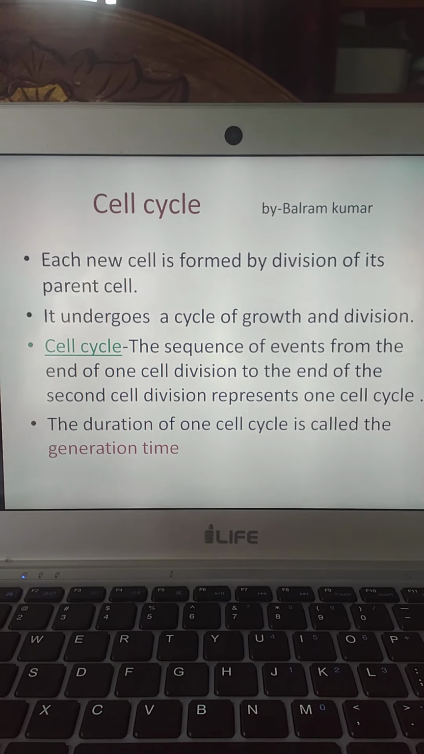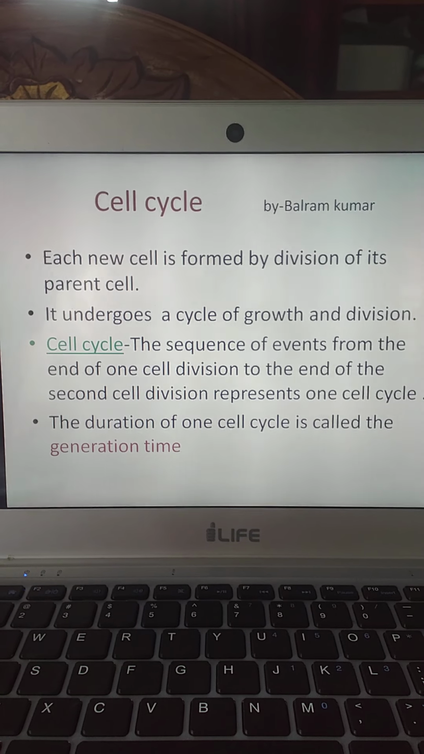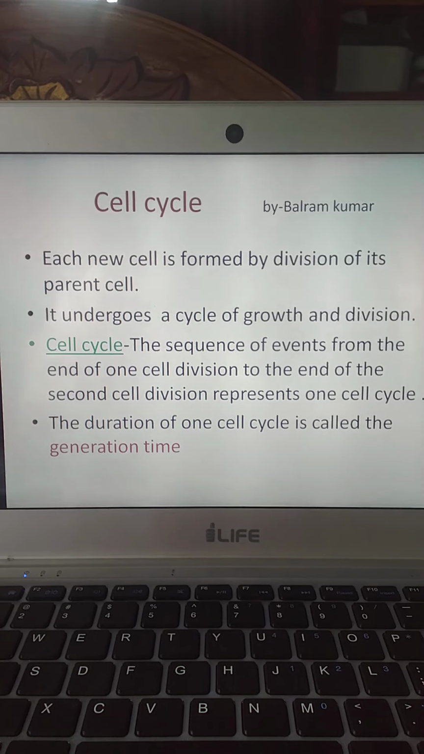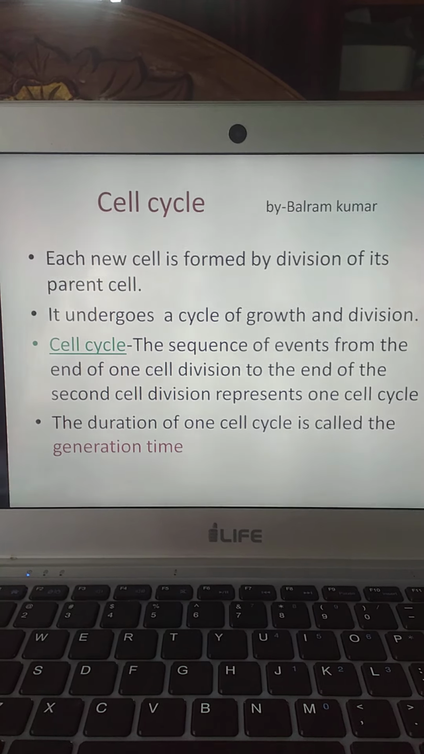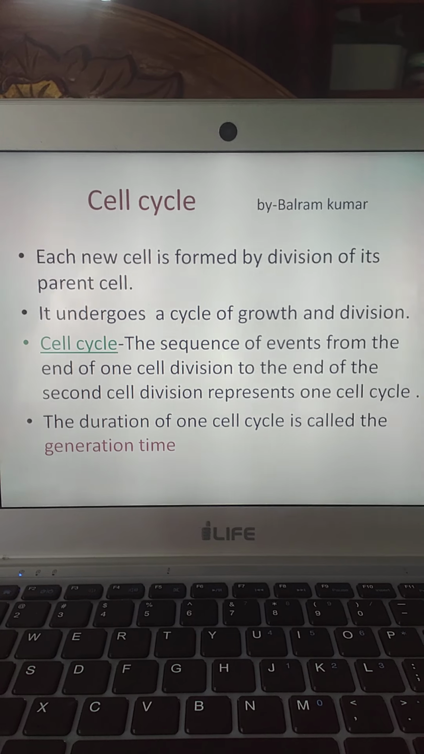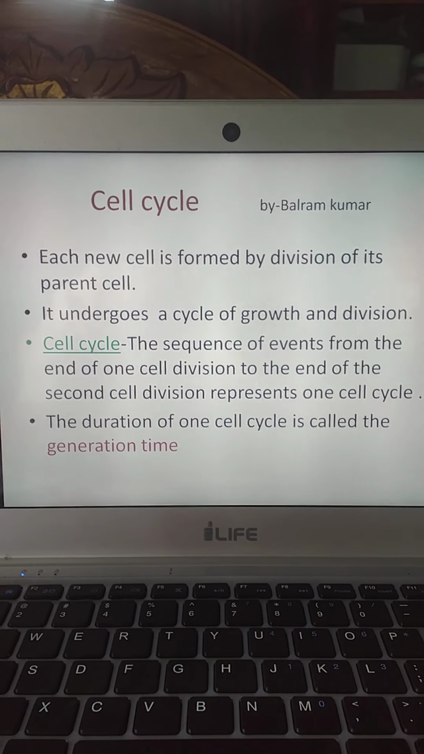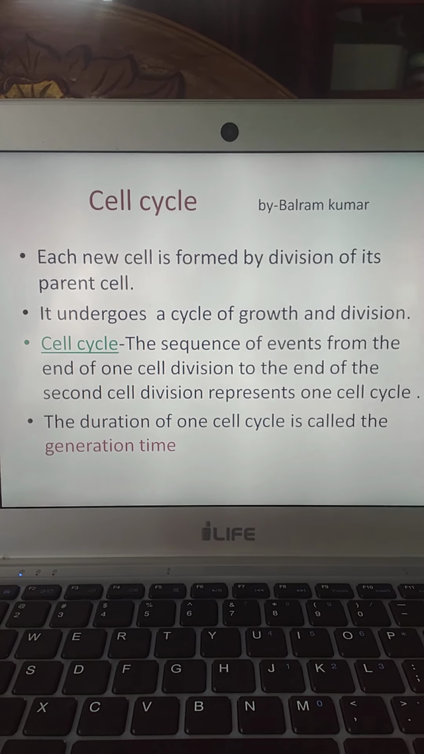Now, what is the cell cycle? Let me tell you. It is the sequence of events from the end of one cell division to the end of the second cell division, and that is called the cell cycle. The duration of one cell cycle is called generation time.